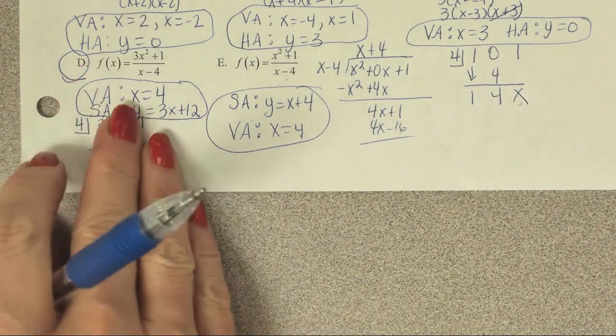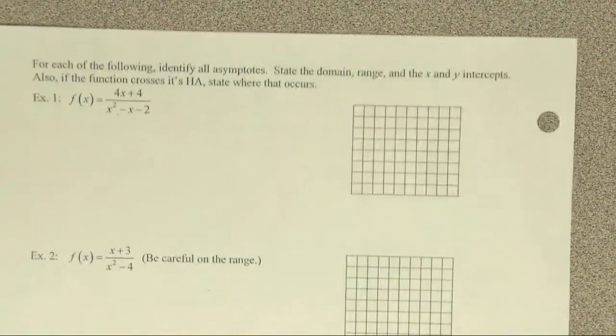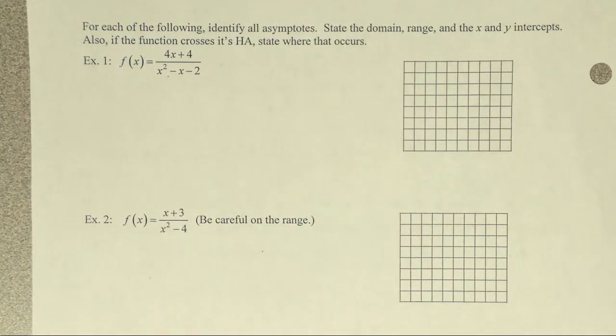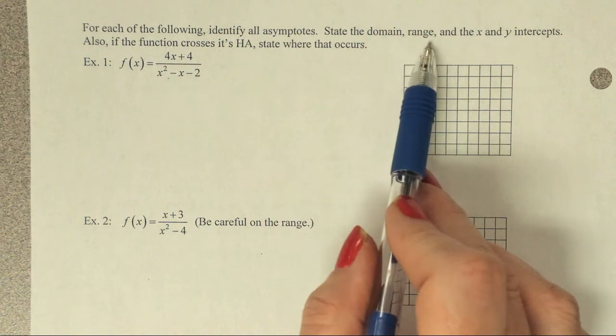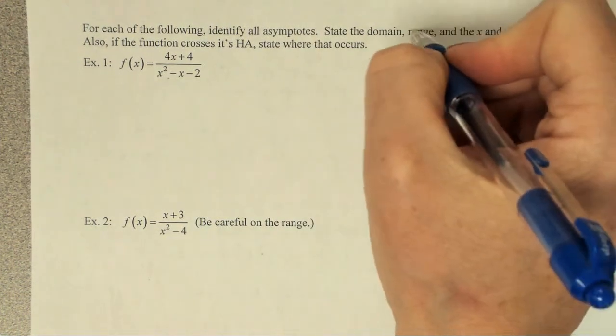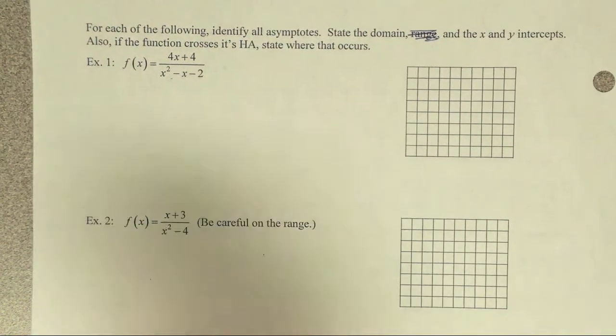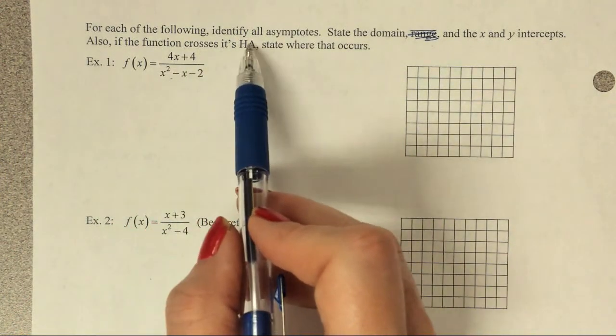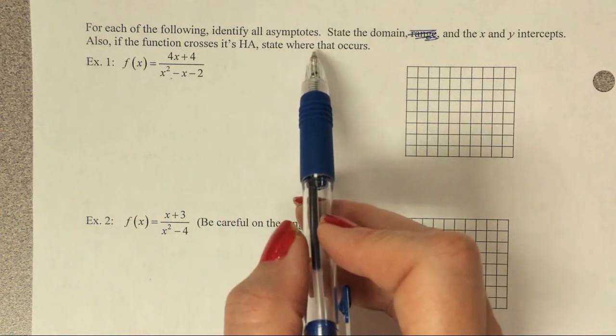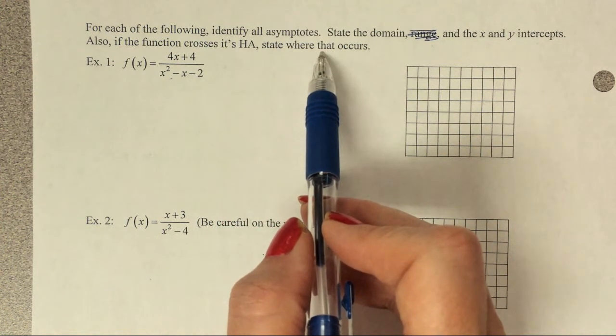Now we're going to look at how to apply it. So flip over on the back. We're just going to do these top 2. How do we apply this? Our ultimate goal is to be able to graph using all these new rules. It says for each of the following, identify all asymptotes. State the domain, range. We're not actually going to do range, so you can mark out range. We're going to find the x and y intercepts. Also, if the function crosses its horizontal asymptote, state where that occurs.